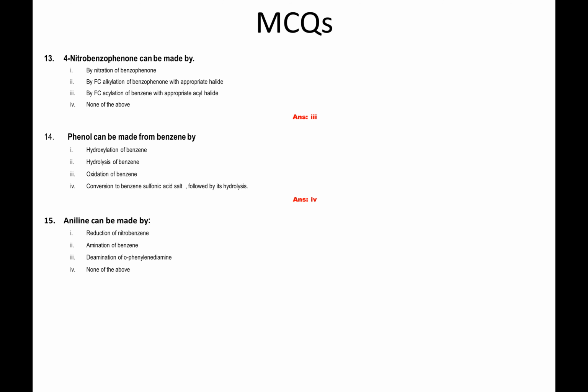Aniline can be made by reduction of nitrobenzene, amination of benzene, deamination of orthophenylamine, none of the above. What is the practical answer is first, that is reduction of nitrobenzene. Iron and HCl also will give it.